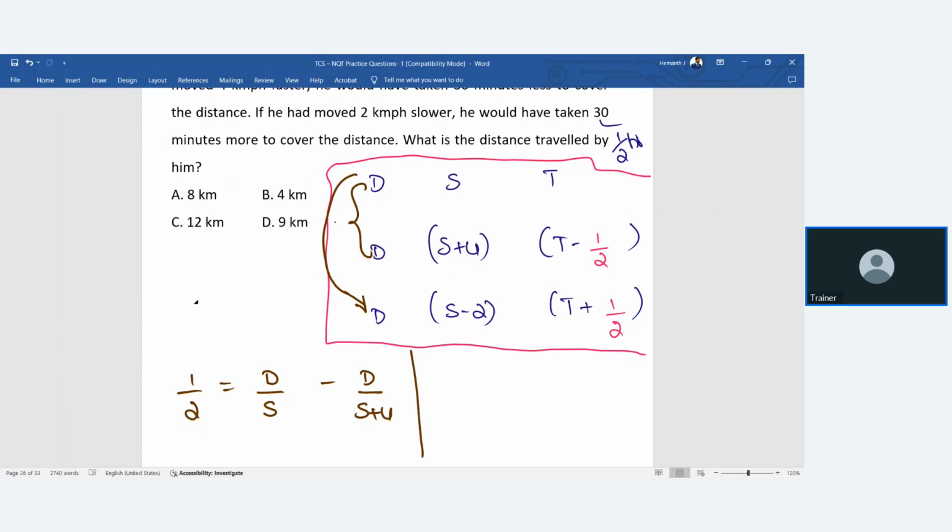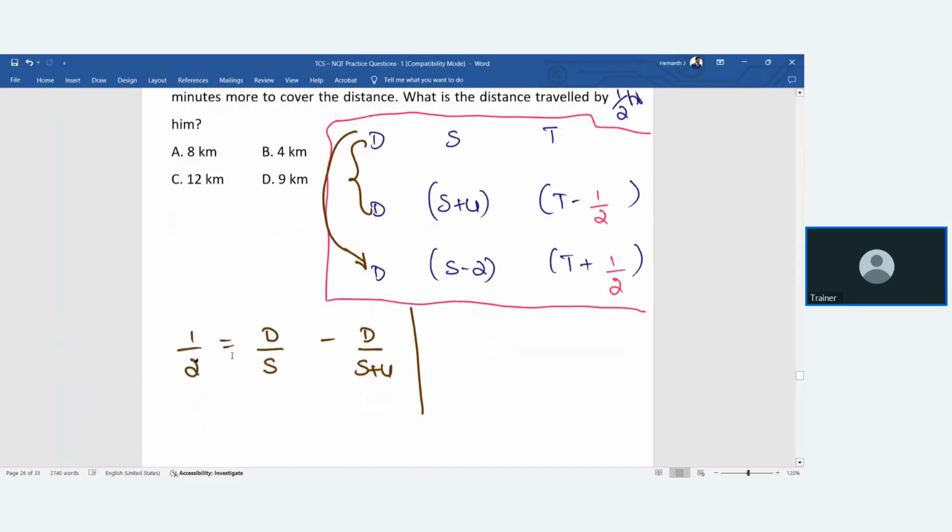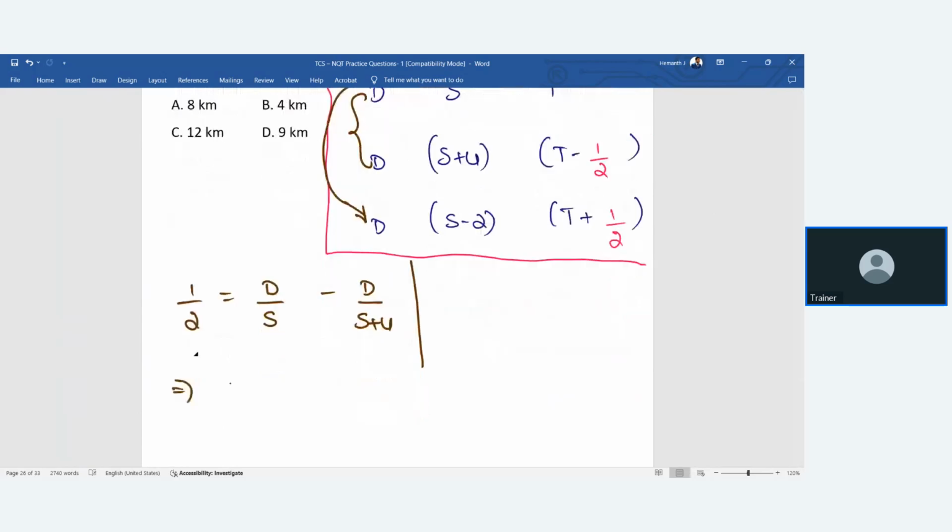Next, I can bring the relation between D and S here. So what will be obtained? If I take D common, S plus 4 minus S is 4, divided by S into S plus 4 is 1 by 2. Right, so it's nothing but S into S plus 4 is equal to 8D. Let it be.